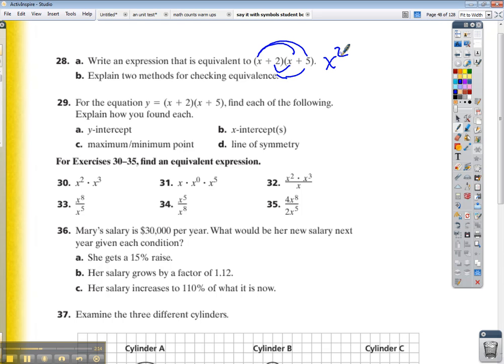So x squared, x times x is x squared. X times 5 is 5x. 2 times x is 2x. 2 times 5 is 10. Combine similar terms, so I get x squared plus 7x plus 10.